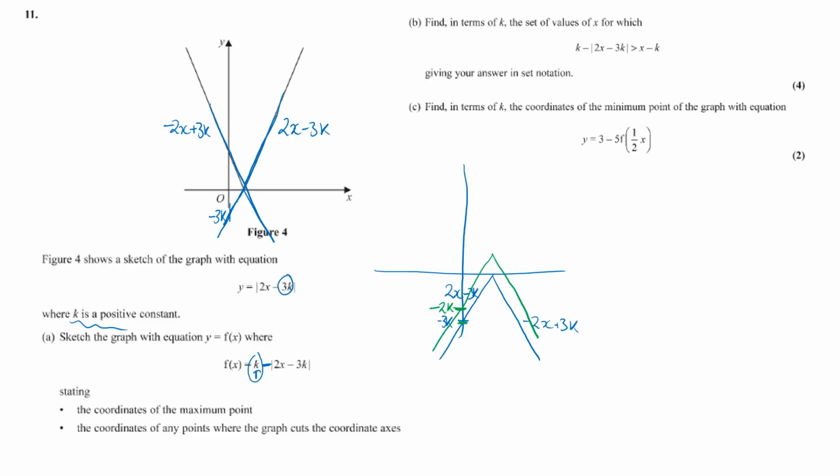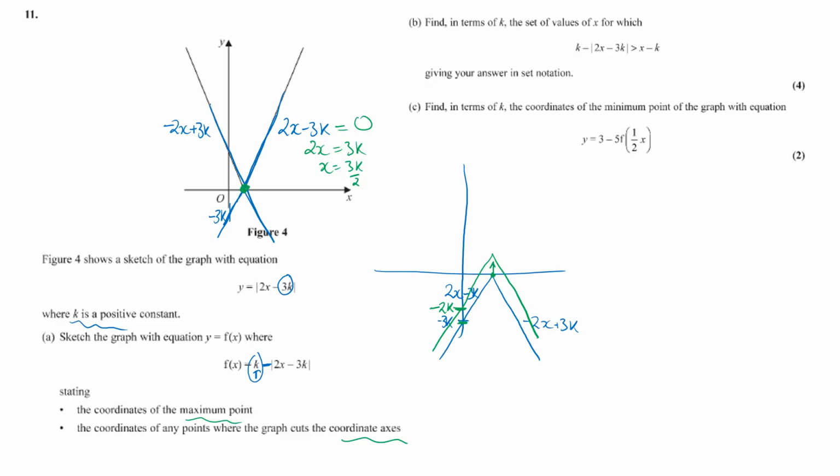So you're asked for where it cuts any of the coordinate axes. You're also asked for the maximum point. So the maximum point we're going to work out by looking at this place here, which is here on our original graph, and that is where the 2x minus 3k is equal to 0. So 2x is equal to 3k, so x is equal to 3k over 2, and that is the same place, but it's just been shifted up k places.